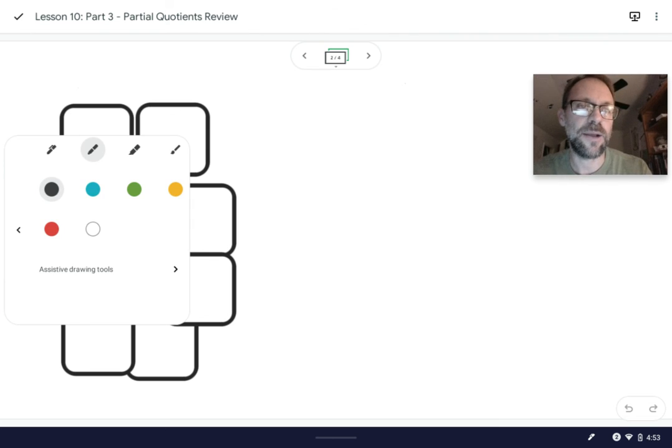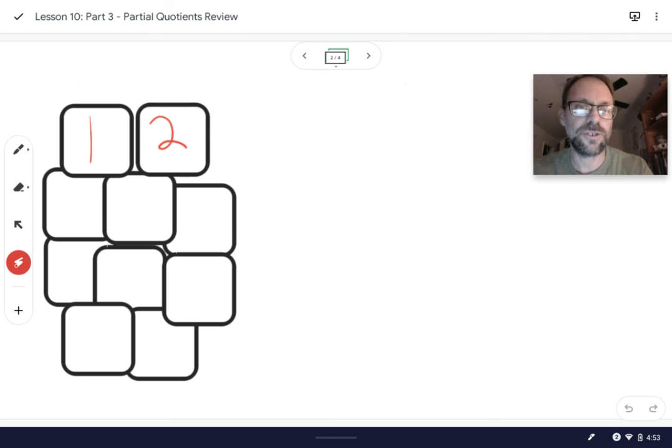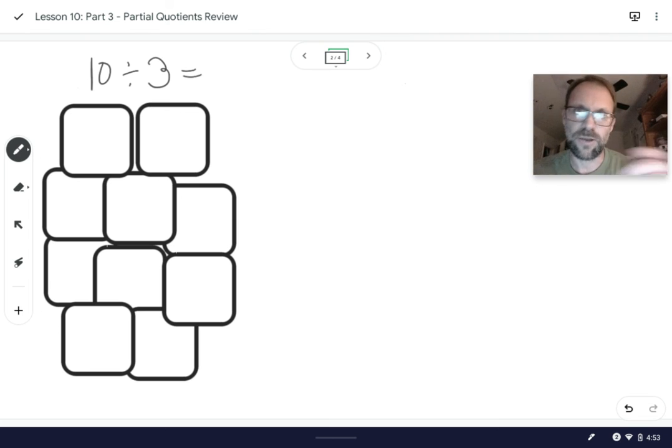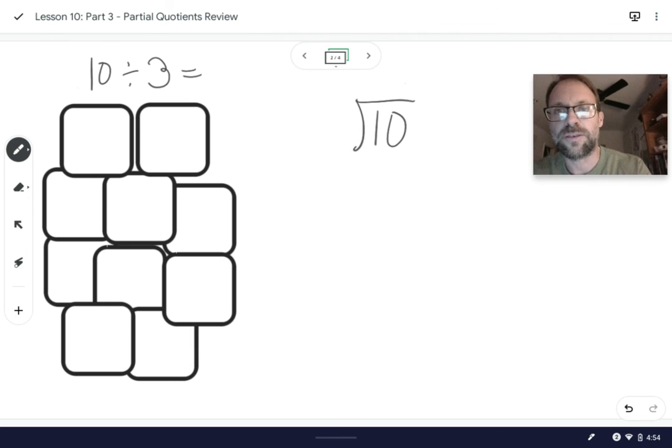This is a group of 1, 2, 3, 4, 5, 6, 7, 8, 9, 10 blocks, okay? So this is our dividend, 10. We are going to divide 10 by 3, and we're going to use partial quotients to do this. This, I hope, is looking familiar, even if you're not 100% comfortable yet. We'll write our dividend underneath here, the division sign, and we'll write our divisor right outside to the left, just like that. So this reads 10 divided by 3.